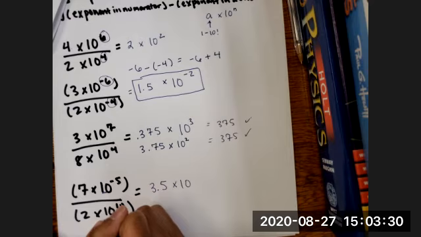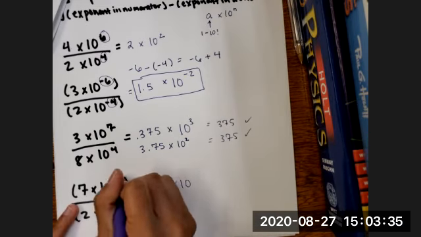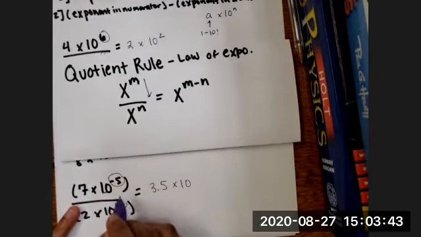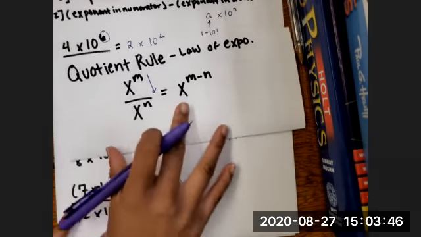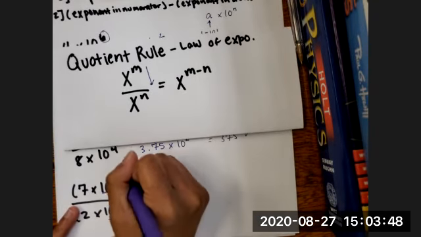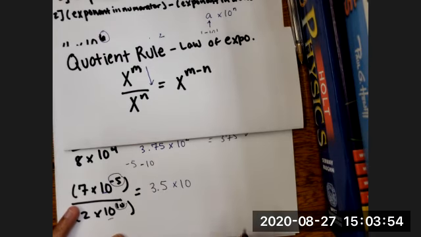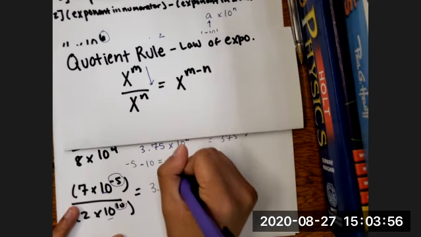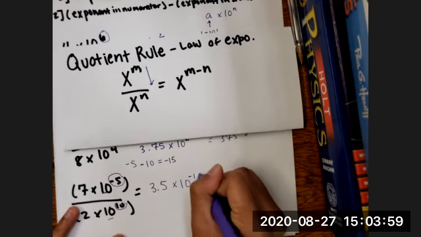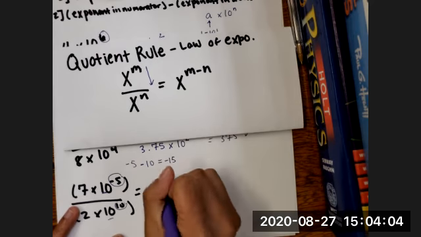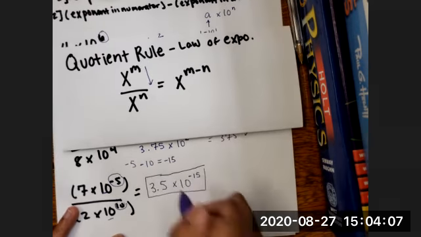Since my bases are the same, I know that the law of exponents applies. But I have negative 5 on top and 10 on the bottom. So I'm going to pull back out my formula for that. Since I still have a base 10, I can still subtract them. So I have negative 5 minus 10, and that leads me to negative 15. So my exponent here is actually negative 15, and I'm left with 3.5 times 10 to the negative 15, which is a really, really tiny number.